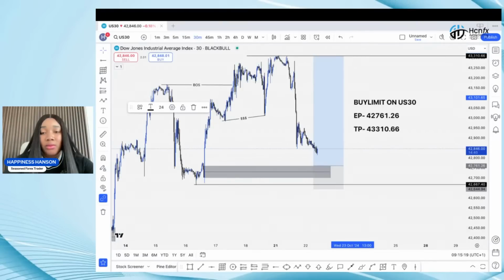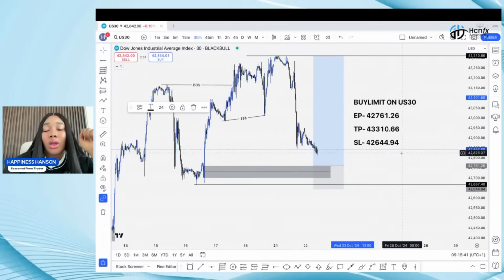And if you have any question concerning this setup, you can let me know in the comments because I'm looking at the comments. SL, like I stated, SL is 116 pips, 42644.94. Why I'm calling out the SL is for you to know the amount of risk to apply on this particular trade so that you won't over leverage. Let me also put this disclaimer for you to apply proper risk management.